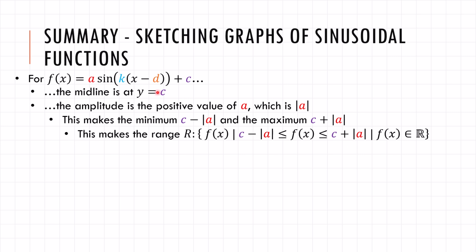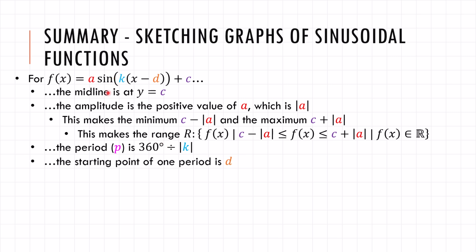The period is affected by k, so the period is always 360 divided by the absolute value of k, whatever the positive number is. And the function normally starts at 0, but now it's been moved left or right by d, so it actually starts at whatever the d value is, and it ends 1 period later. So we just take that d value and we add p, and we'd find the end point of one single period.